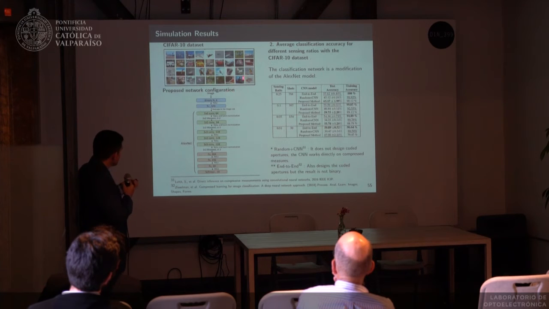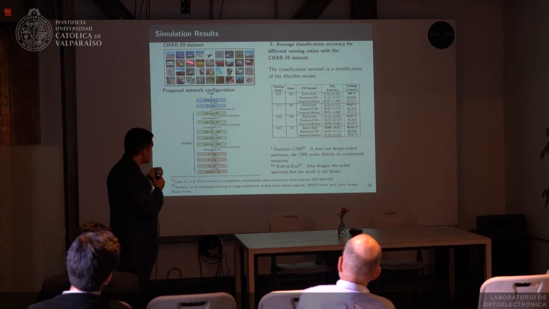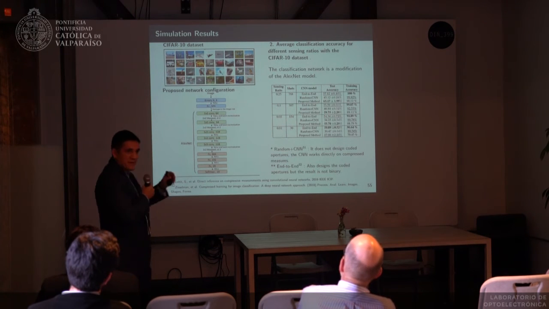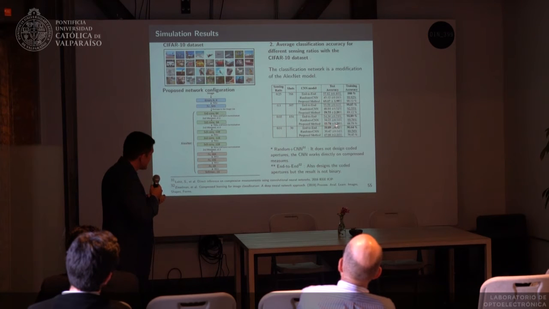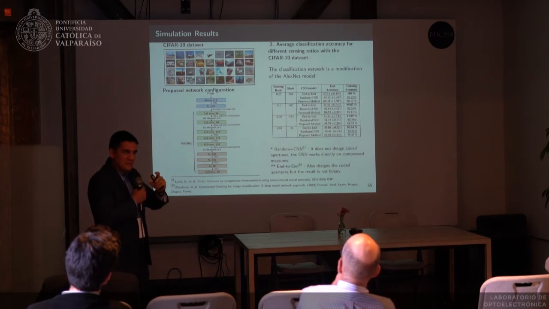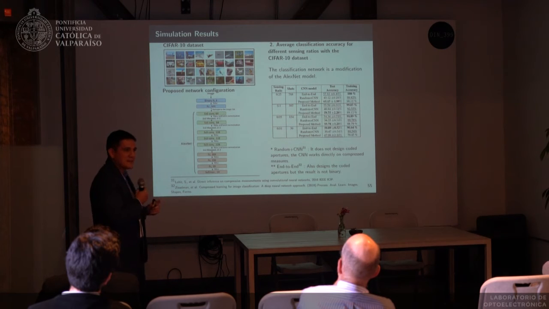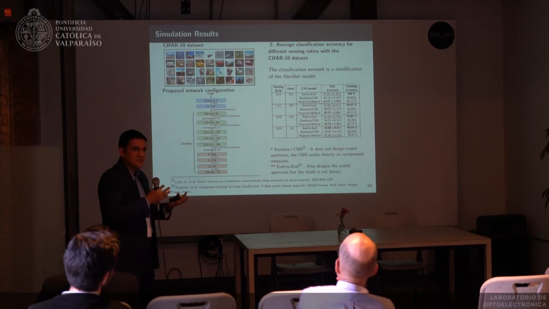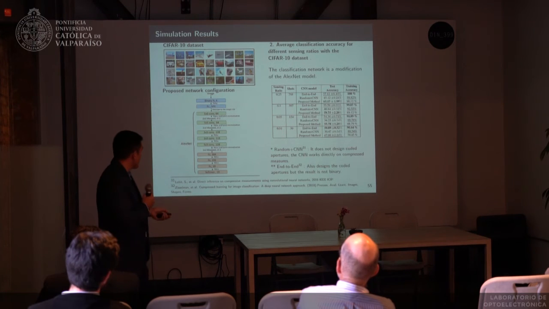This is a second database. This is more difficult, you see, because you have several objects, and again, of course, the performance decreases, but in some cases the binary approximation works very well. That means that you can use binary codifications instead of the real numbers.